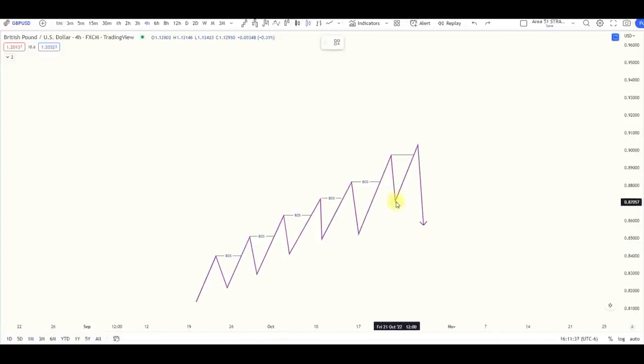Now that we broke the structure to the downside, the market went from a buy market to a sell market, but we have to have a confirmation because this low is not confirmed yet unless we have a lower high and then lower low. So we need a confirmation on the lower time frame.